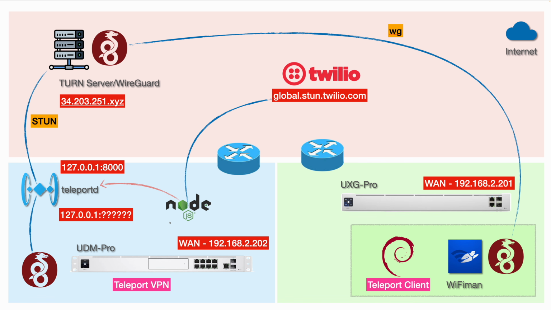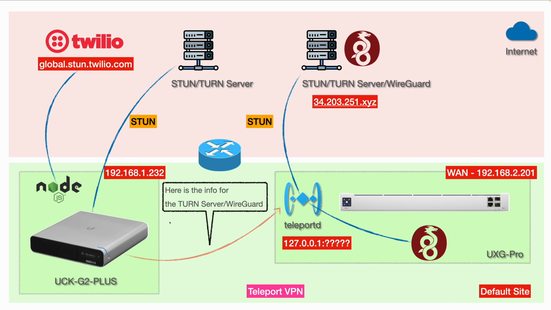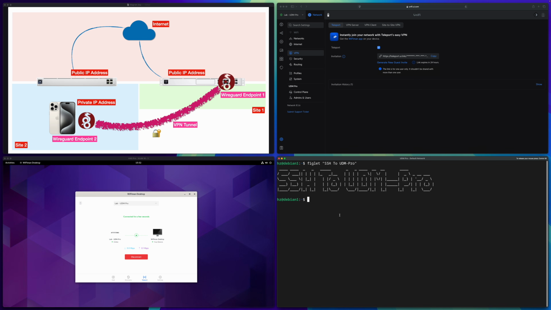We will discuss 2 scenarios. First, using a UDM Pro, which runs the UniFi network controller by itself. At the end, we will discuss if you have a Cloud Key and a UXG Pro, the UniFi console and the router, if they are separate, how Teleport works. Okay, a lot of things to discuss. Let's get started. Let's discuss what type of VPN Teleport uses.